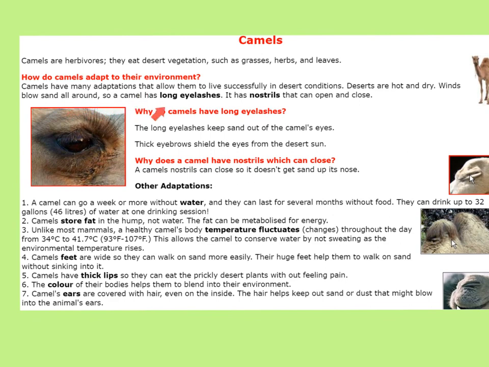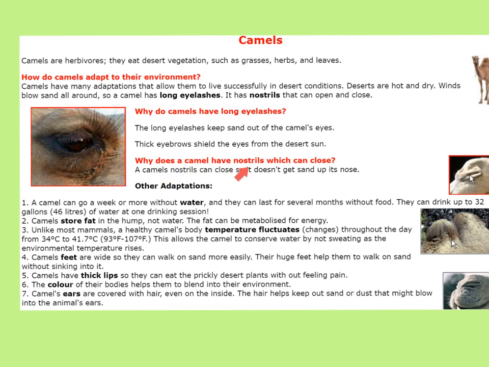How do camels adapt to their environment? Camels have many adaptations that allow them to live successfully in desert conditions. Deserts are hot and dry, and winds blow sand all around, so the camel has long eyelashes and nostrils that can open and close. What can we call this kind of adaptation? Yes, it's anatomical or structural adaptation. They have thick eyebrows that shield the eyes from the desert sun.